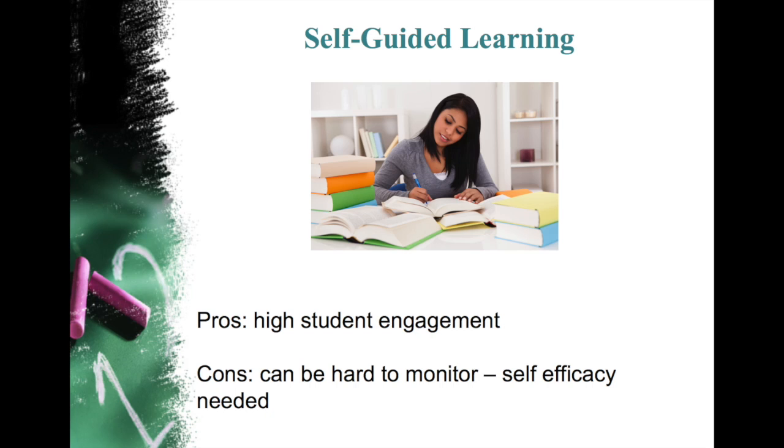Now, again, you're going to see very high student engagement, which is amazing. But unfortunately, this can be very hard to monitor, and self-efficacy is needed. Now, self-efficacy is really the student believing that they have the ability to learn and to learn on their own. Some students, especially in the junior high and high school levels, aren't ready for this responsibility.